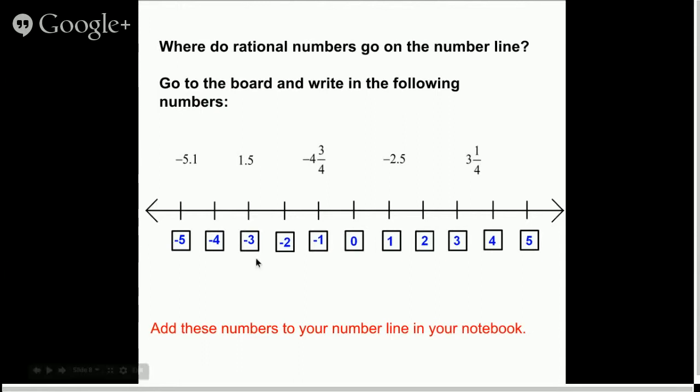Okay, add these numbers up here to your number line in your notebook. Go ahead and pause it. Okay, the correct answers, this would be the smallest. It would go right here. This would be in between 1 and 2. This would be in between 4 and 5, closer to 5, -5. -2.5 is in between -2 and -3. And this is the largest, 3 1/4 would be right here.